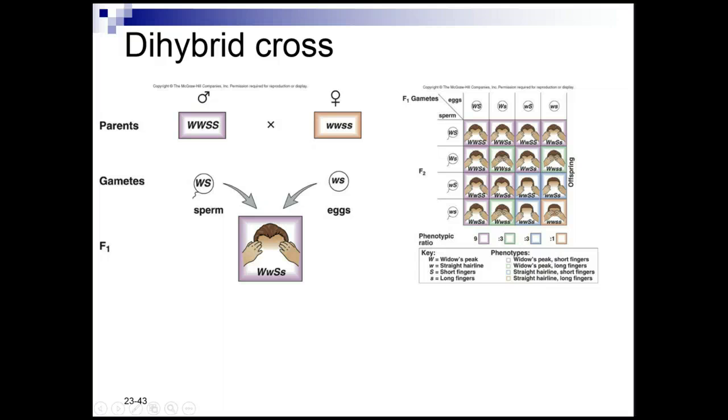This slide shows another example of a dihybrid cross. In this instance, the traits being crossed are hairline and finger length. Note 16 boxes were needed this time because in the F1 generation you had individuals that were heterozygous for both traits. When they were crossed, you ended up with the 9:3:3:1 ratio of the phenotypes.